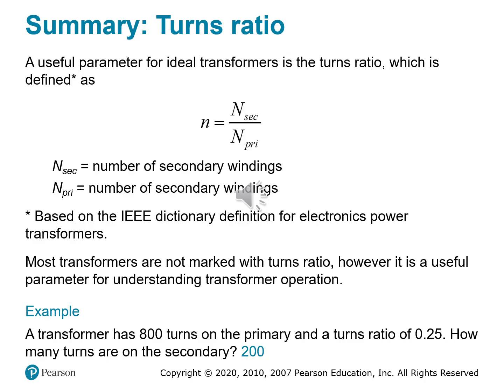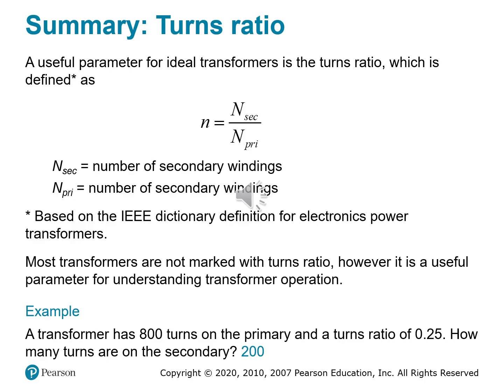So let's go ahead and look at this example. You have a transformer with 800 turns on the primary. It has a turns ratio of 0.25. To find the number of secondary turns, we use the formula where capital N sub-secondary is equal to little n, the turns ratio, times the number of turns on the primary. So we plug in some numbers, 0.25 times 800, that'll give us 200 turns. So this transformer will output 1/4 of the voltage applied to the primary. That's useful when stepping down high voltages to safer, usable levels.